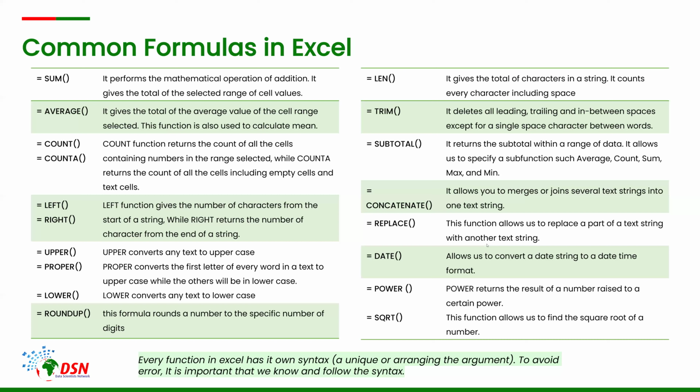So if I have something like "happy" and I put it inside a length function, it will return 5, saying that it has 5 characters.